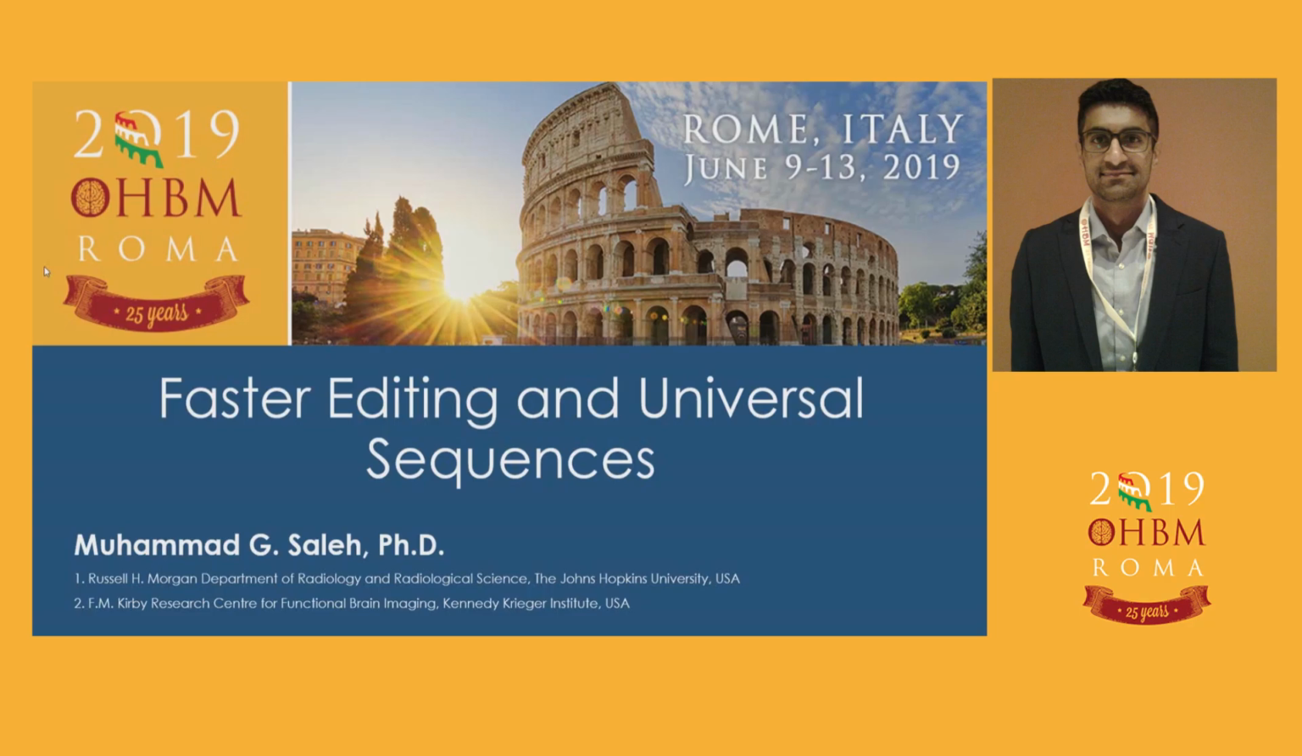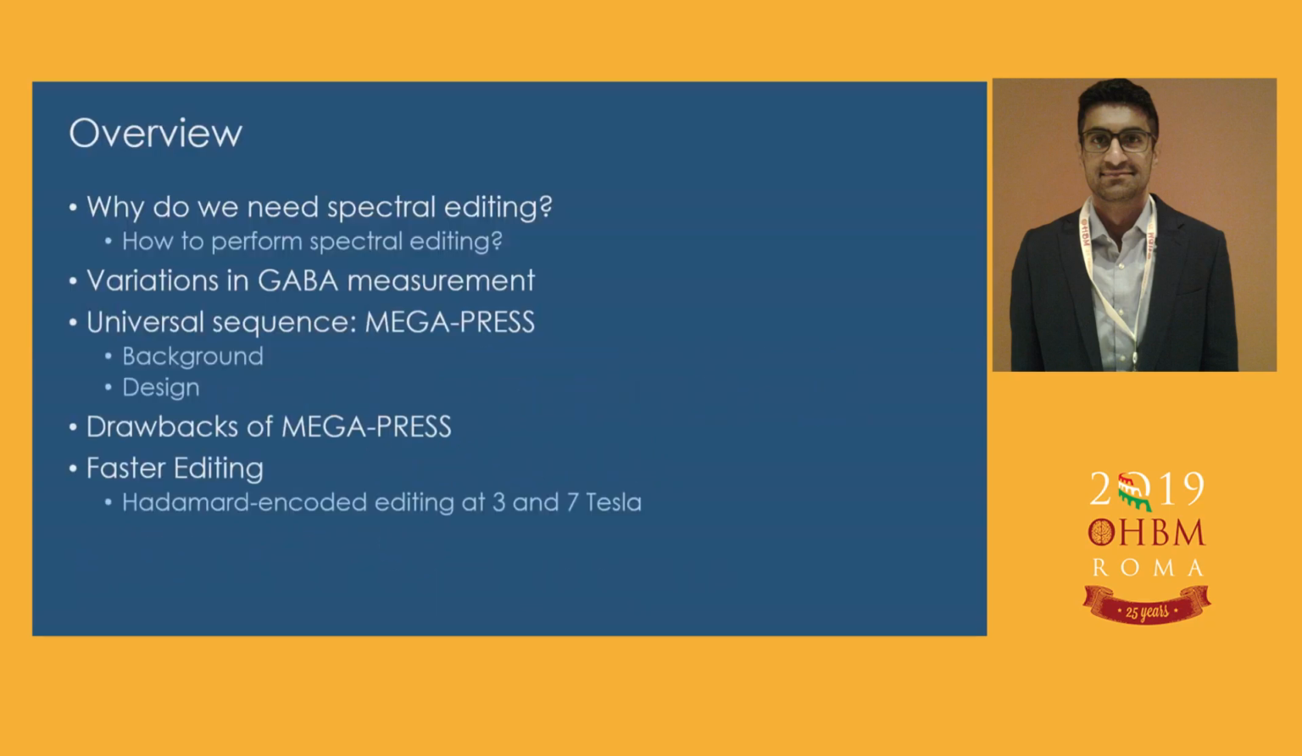Thank you, Nick. So I'm going to talk about spectral editing at 3 Tesla and 7 Tesla, and after that I'll talk about drawbacks and how do we solve those drawbacks, and finally I'll mention faster editing. So a brief overview of my talk. I'll first start with, as I mentioned earlier, why do we need spectral editing, and how to perform spectral editing, and what are the variations in GABA measurement based on the recent multi-site data that we have acquired.